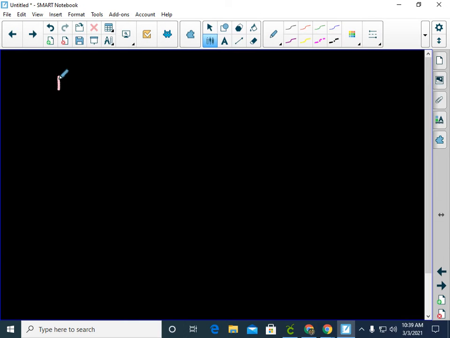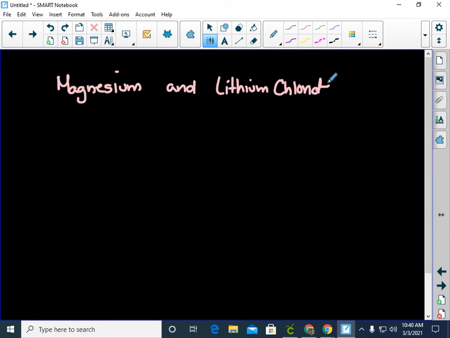Let's do magnesium and lithium chloride. Oops, I'm writing the symbols. So hard not to. Okay. Magnesium, Mg. It's not with a partner.